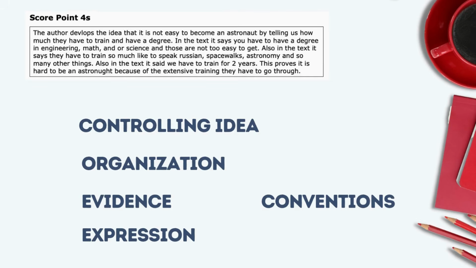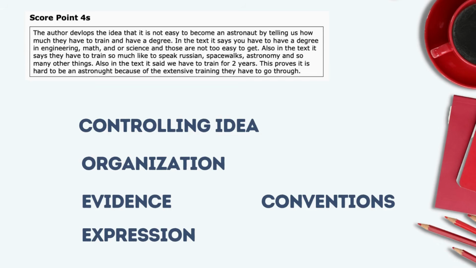All right, moving on to a 4 now. The author develops the idea that it is not easy to become an astronaut by telling us how much they have to train and have a degree. In the text, it says you have to have a degree in engineering, math, and/or science, and those are not easy to get. Also in the text, it says that they have to train so much, like to speak Russian, spacewalks, astronomy, and so many other things. Also in the text, it says we have to train for 2 years. This proves it is hard to be an astronaut because of the extensive training they have to go through.